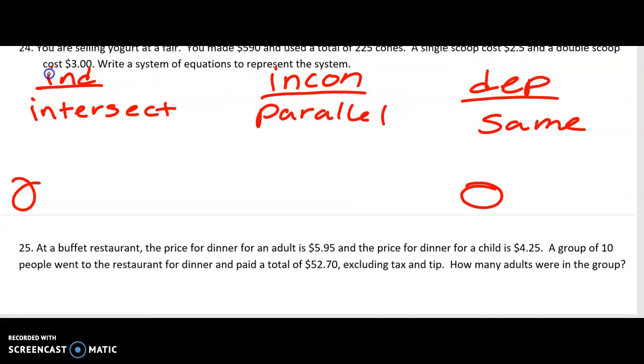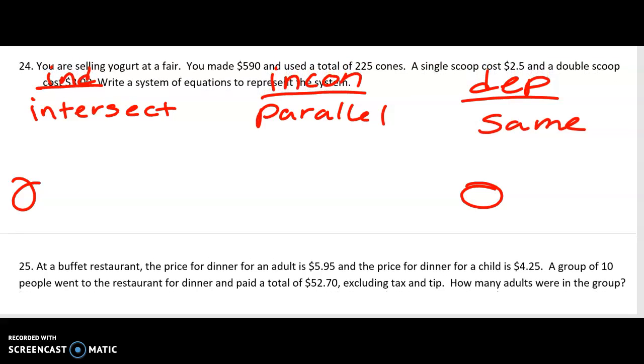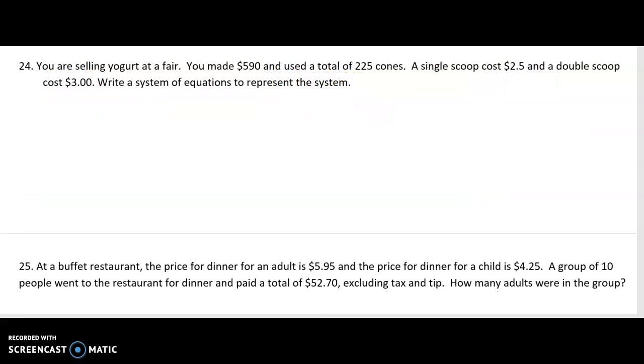Number 24. You were selling yogurt at a fair, you made $590 and used a total of 225 cones. A single scoop costs $2.50 and a double scoop costs $3. Write a system of equations to represent the situation. You don't have to solve anything here, you just have to write the equations. So we have two problems here. I've got a problem about cones and I've got a problem about money.